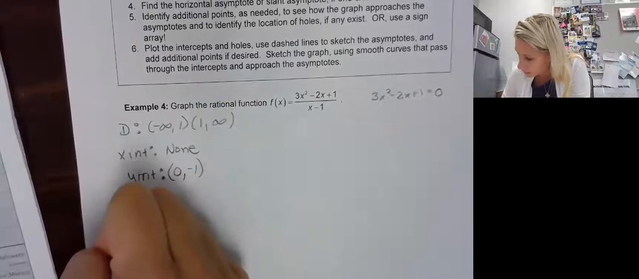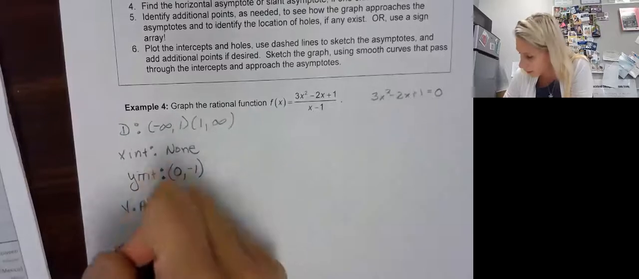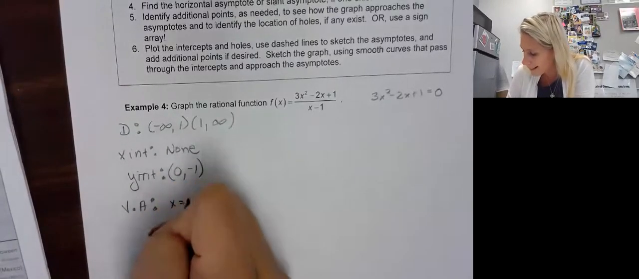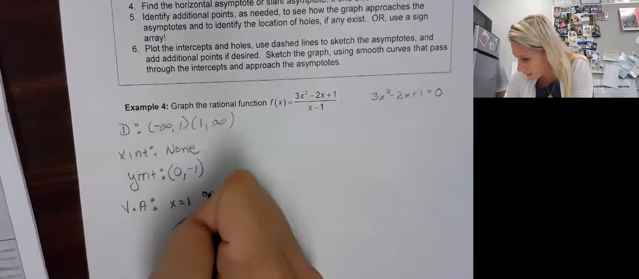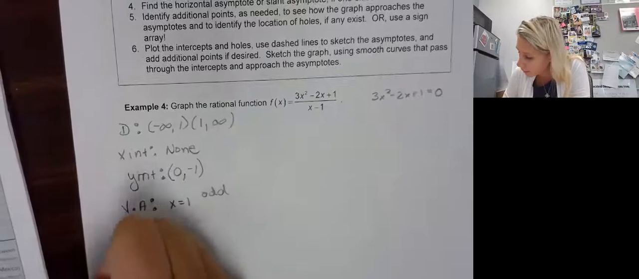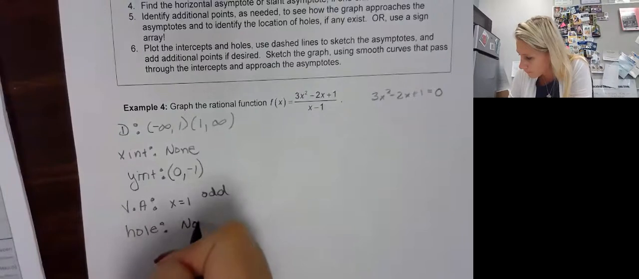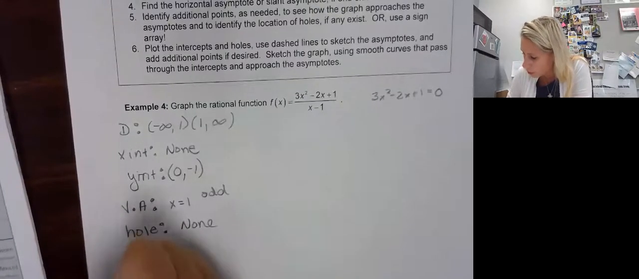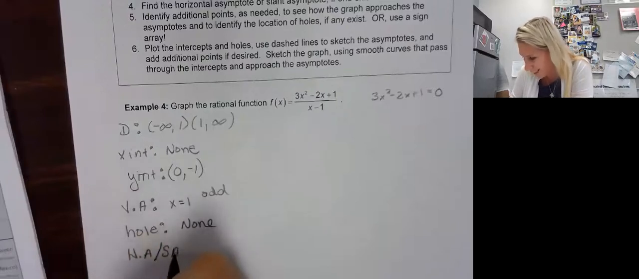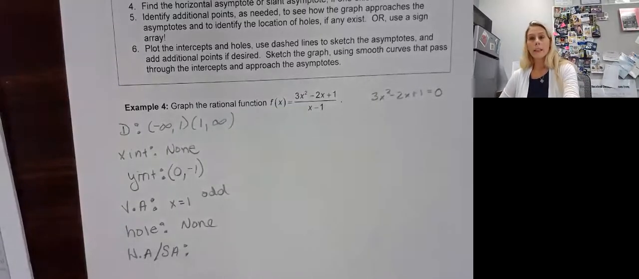Vertical asymptotes. There is a vertical asymptote, as you can see right in that denominator, x equals 1. And it's to the first, so I might point out that it's odd. Okay. And if we look at holes, there was nothing crossed out, so there are no holes. And now we need to look at horizontal asymptote or slanted asymptote. So I'm going to add on the SA. We look, our numerator is greater than our denominator, which means we have to do the long division.